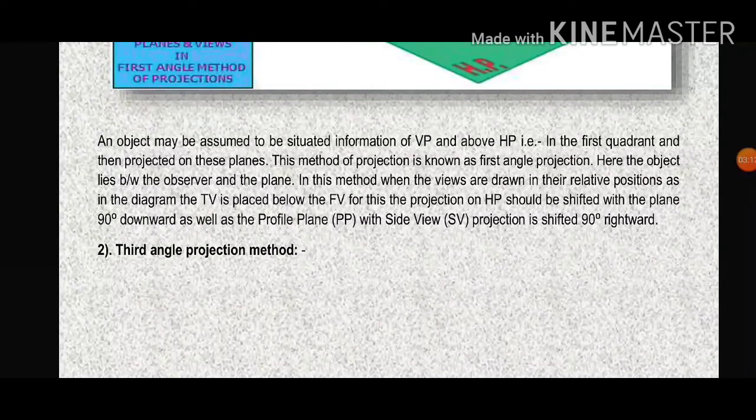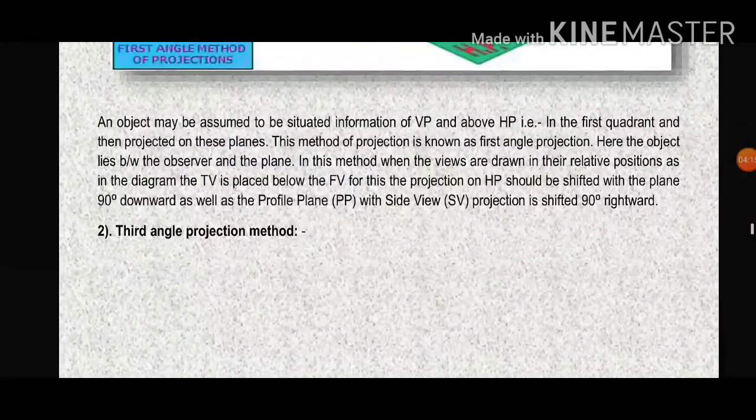An object may be assumed to be situated in front of the VP and above the HP, where VP means vertical plane and HP means horizontal plane, that is, in the first quadrant, and then projected on these planes. This method of projection is known as first angle projection method. Here the object lies between the observer and the plane. When the views are drawn in their relative positions as in the diagram, the top view is placed below the front view. For this, the projection on the HP is shifted 90 degrees towards the profile plane. PP means profile plane, SV means side view, TV means top view and FV means front view. The projection is shifted 90 degrees rightwards.